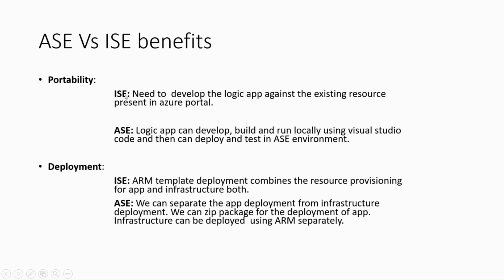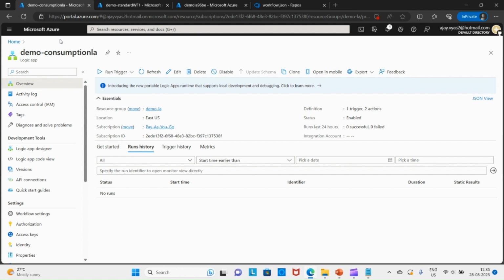So, as you know, earlier we had the ISE, Integration Service Environment. One benefit of using the ASE versus ISE is portability. In ISE, we need to develop the logic app against the existing resource present in the Azure portal. What it means is, I have created one consumption-based logic app.